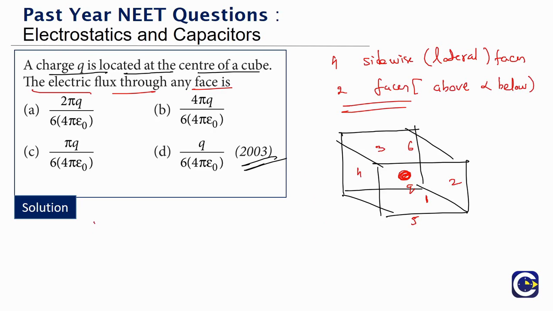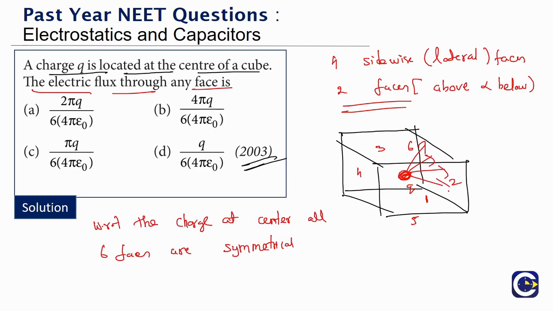But with respect to the charge at center, all 6 phases are what? Symmetrical. Means from this charge, if say for example through the phase 2, let us say some 100 field lines are leaving. Phase 5 also how many field lines will be leaving? 100. Phase 4 also 100. Phase 3 also 100. Like that. All are symmetric.